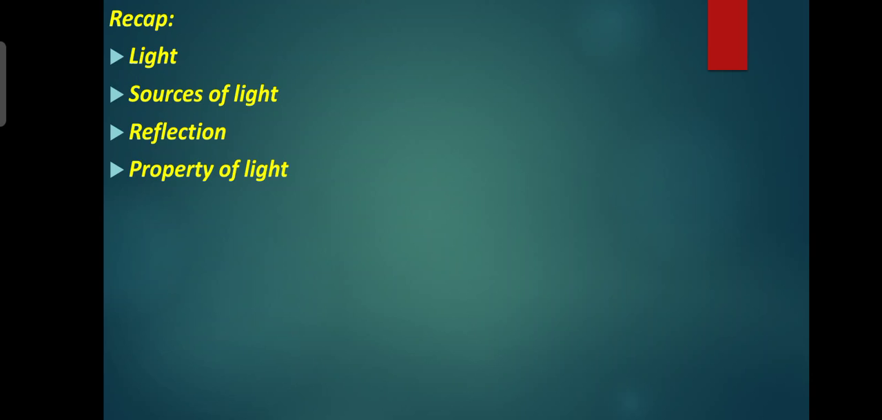First one, natural sources of light. Sources which emit light naturally are known as natural sources of light. Second one, artificial. Apart from the natural sources, light can also be produced artificially. These are the different light sources that are able to produce light artificially.